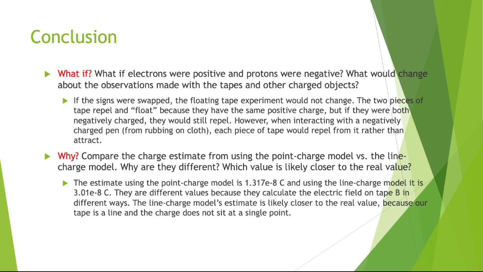The estimate using the point charge model is 1.317 times 10 to the negative 8 coulombs, and with the line charge model, it is 3.01 times 10 to the negative 8 coulombs. They are different because they calculate the electric field on tape B in different ways. The line charge model is likely closer to the real value because, in reality, our tape is not a single point.